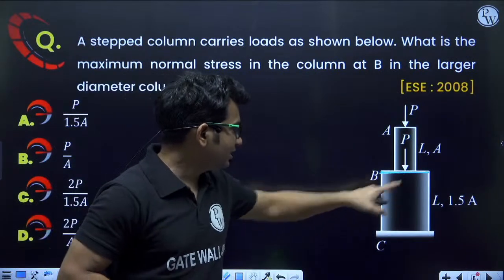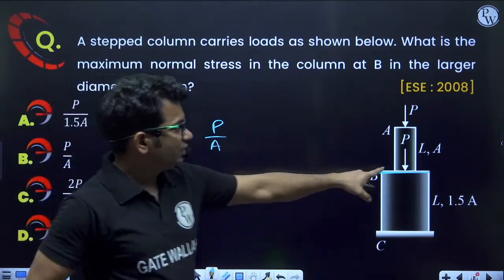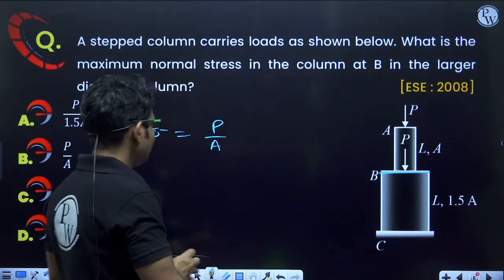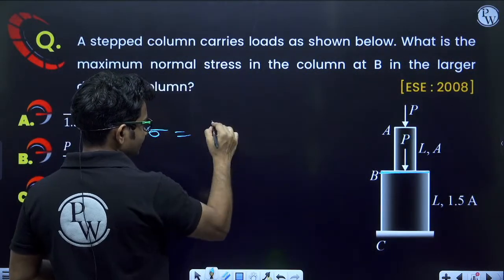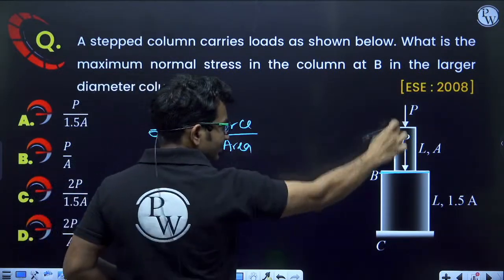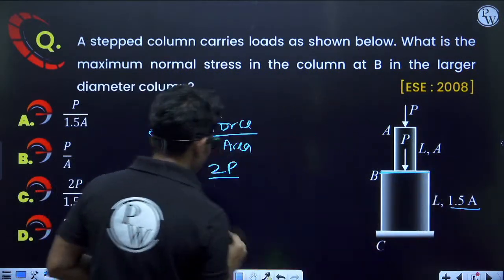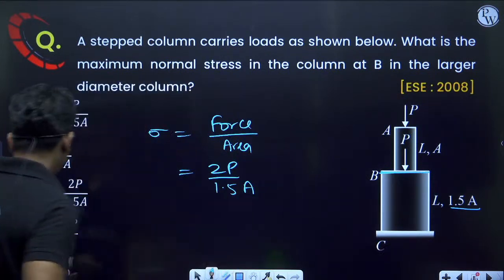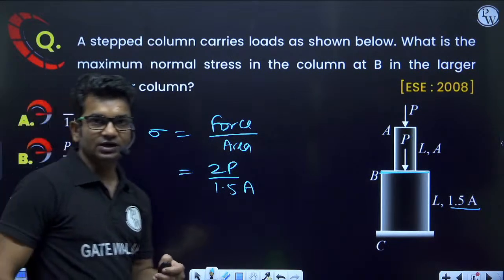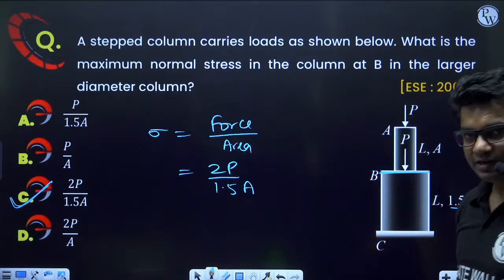So when we are calculating the stress here, stress will be equal to what? Force upon area. Now total force will be this P and this P, both will get added. Okay. So total force will be, let us write force divided by cross section area. Okay. So force will be 2P here, and area will be, it is given 1.5A. So very simple, 2P divided by 1.5A, correct answer will be option C. This will be the stress, right? Let's move on to next question. I hope this is clear.